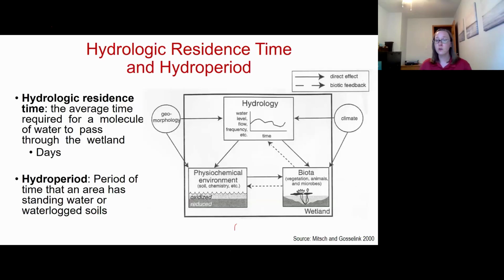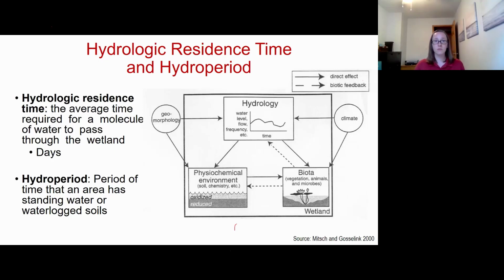Now, in addition to the source of water being important, things like hydrologic residence time and hydroperiod are also really important for both the structure and the function of these wetlands. Hydrologic residence time is the average time required for a molecule of water to pass through a wetland, and this is usually a matter of days in Iowa wetlands. And then you also have hydroperiod, which is the period of time during a year that an area has standing water or waterlogged soils.